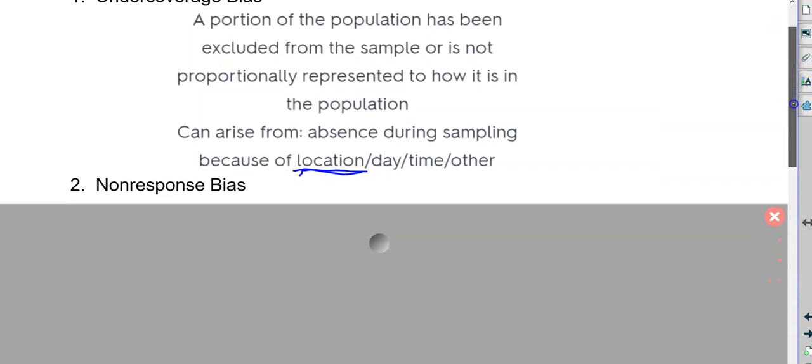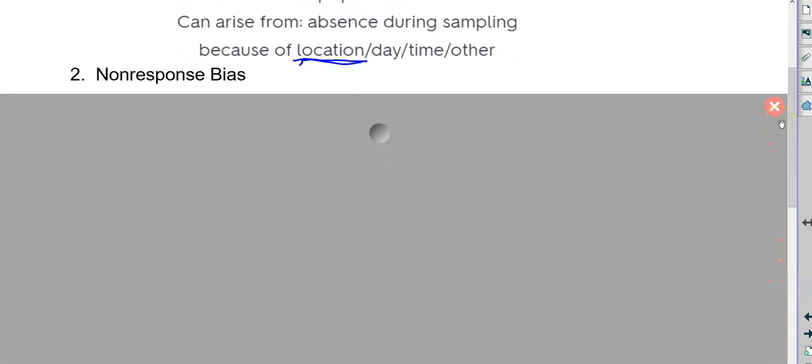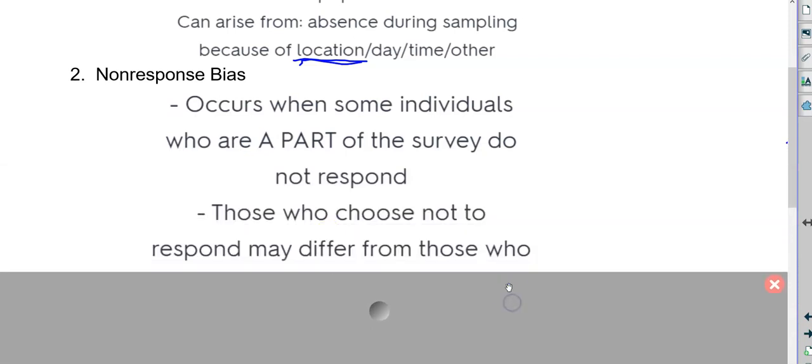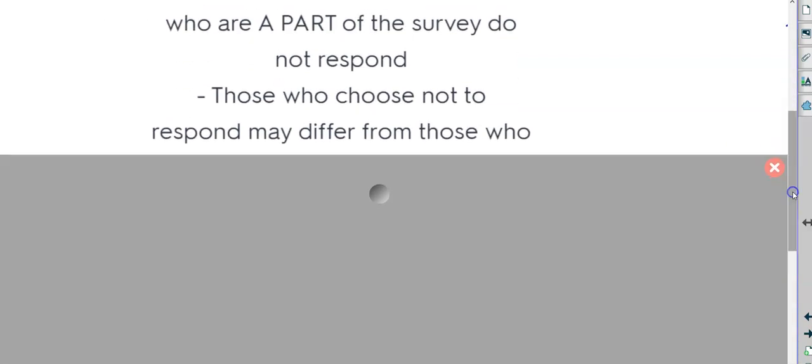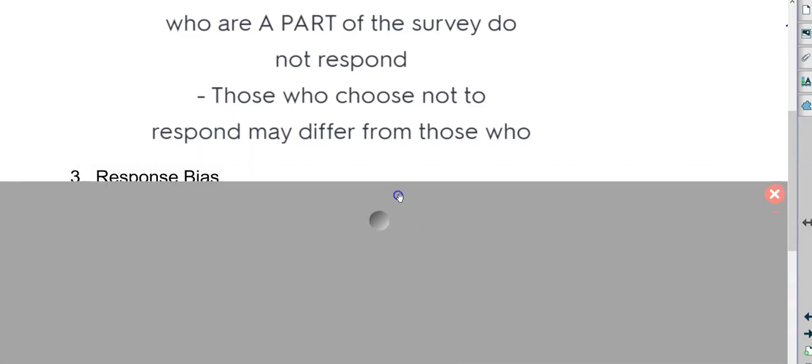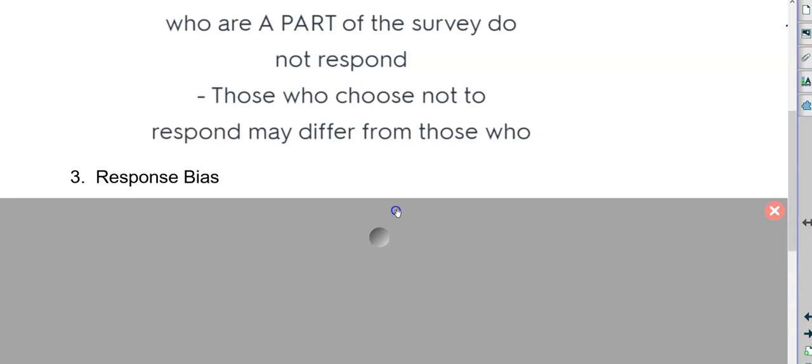Non-response bias is going to happen in every survey or study you do, pretty much. Some people just choose not to respond. You call them up, and they don't respond. They say, "I'm going to hang up on you." Actually, the rate of responding on a phone is probably pretty low. I'm guessing 10% or less actually respond. Those who do respond may differ from those who don't respond. Then there's response bias.